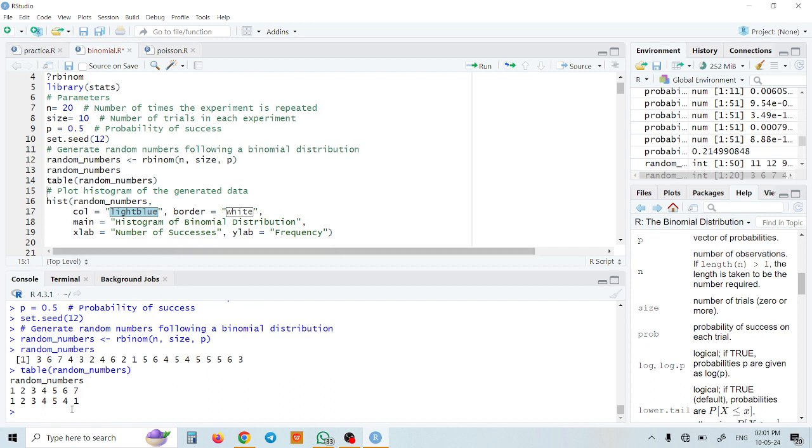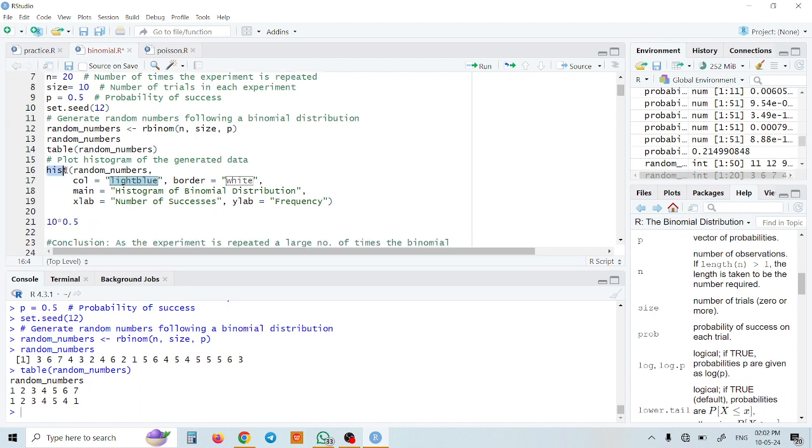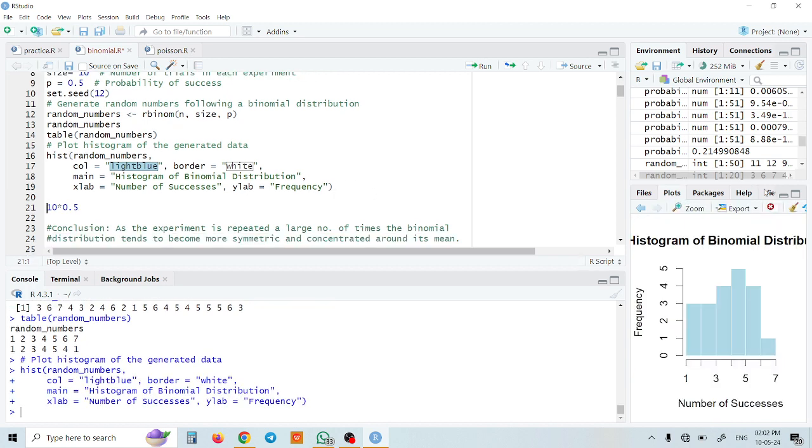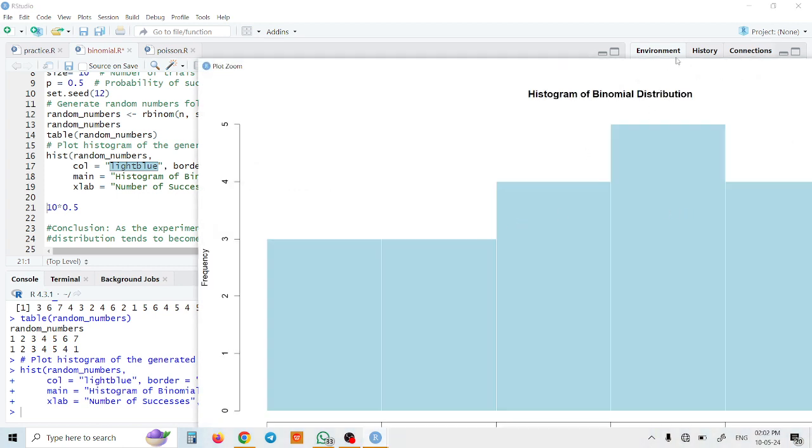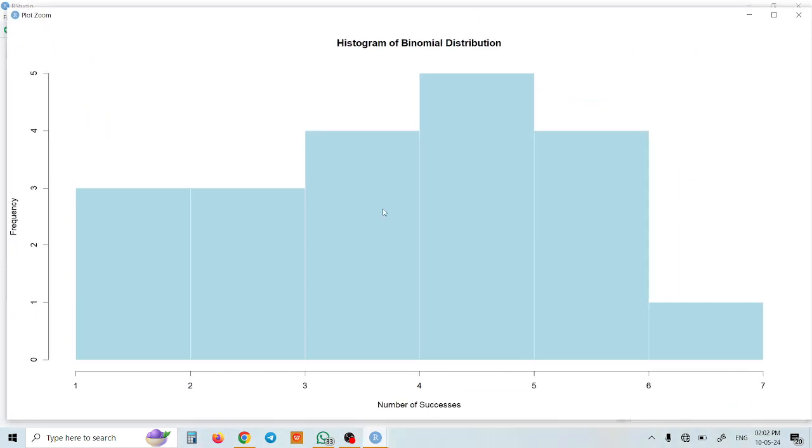We can plot this frequency table, right? We can make a histogram of this. So we will use the hist function, and we are making a histogram of random numbers. We can give the color we want for the histogram, the border will be white, and then the main title of the histogram, the x-axis title, and the y-axis title. It is a simple function. Now if we run this, we will see what type of histogram it is. Okay, so this is how it looks.